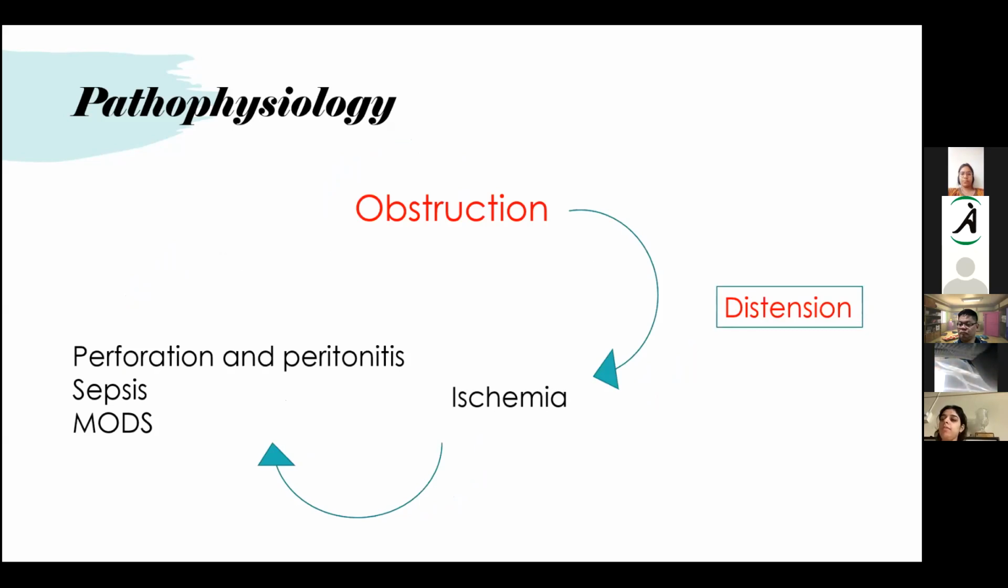Once that happens, the bowel is ischemic, and the bowel is very much distended. So there won't be much peristalsis because the bowel is hugely distended and ischemic. Then in later stages, it can go into perforation, peritonitis, sepsis, multi-organ dysfunction, etc.